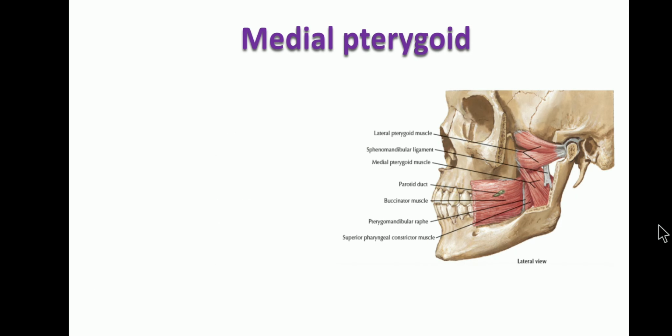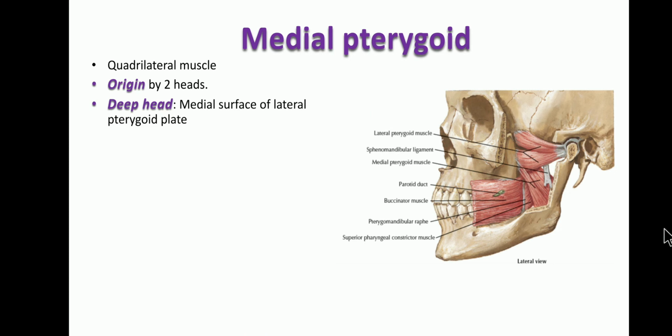So the last muscle among the muscles of mastication is the medial pterygoid muscle. It is a quadrilateral muscle. Again, it arises by two heads, a superficial head and a deep head. The deep head arises from the medial surface of the lateral pterygoid plate, which is the head you are able to see. The lateral surface of the lateral pterygoid plate gives origin to the lateral pterygoid muscle, lower head.